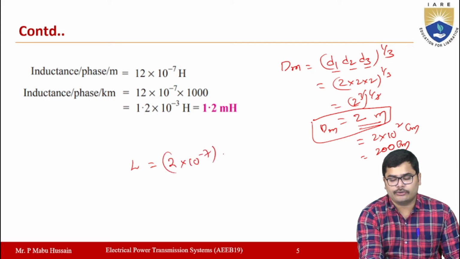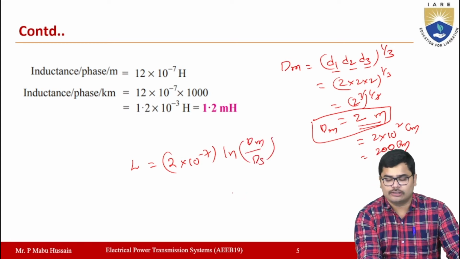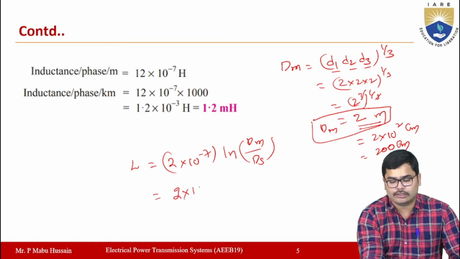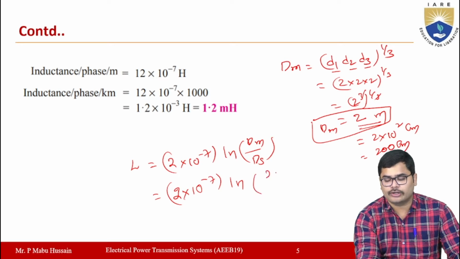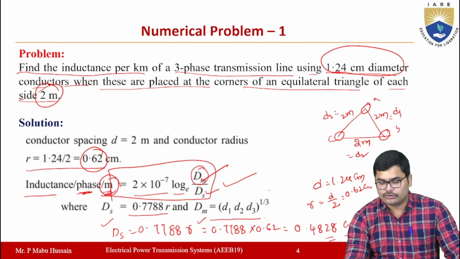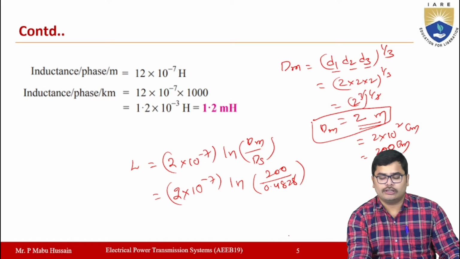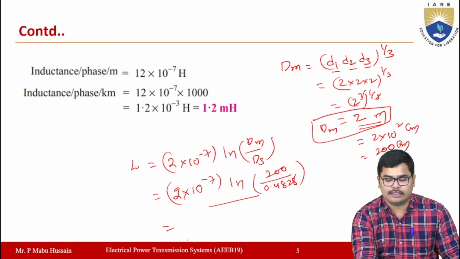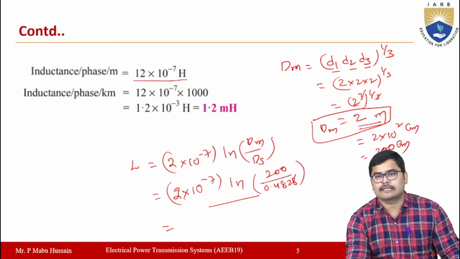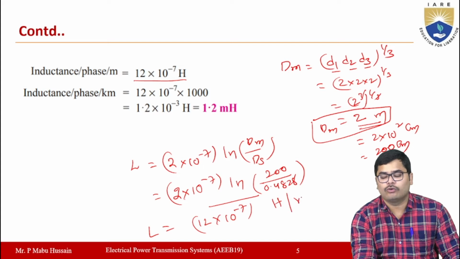Okay. So then the inductance per phase of this three-phase transmission line will be 2 into 10 power minus 7 into ln Dm by Ds. Now substitute the value of Dm and Ds here, so that you will get the value of inductance per each phase. So this value is 2 into 10 power minus 7 ln Dm, so Dm value is 200 centimeters by Ds value here is 0.4828. Okay. So now if you calculate this value, you will get the inductance per phase per 1 meter. So that value is 12 into 10 power minus 7 henries. So this is for 1 meter.